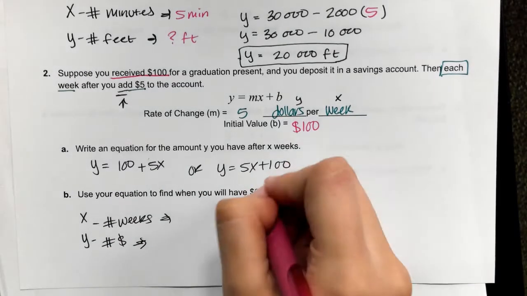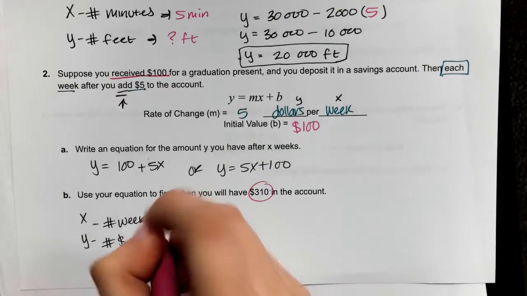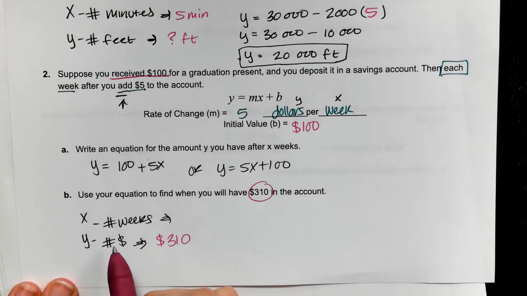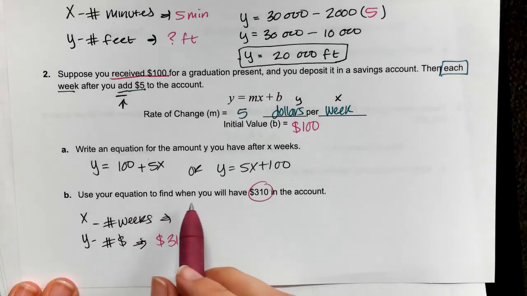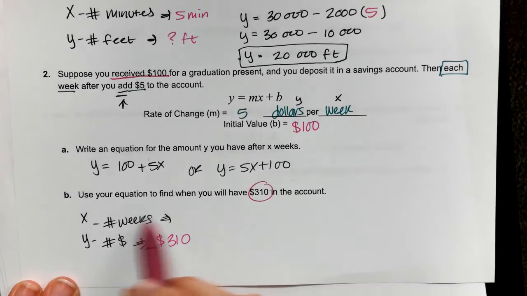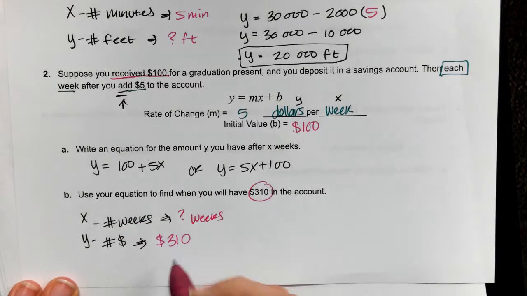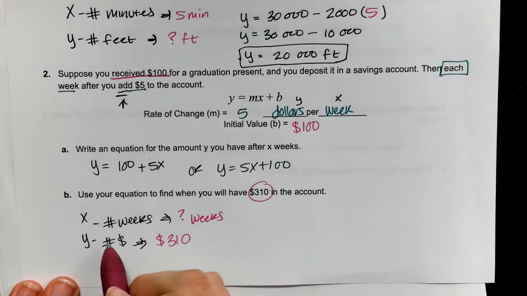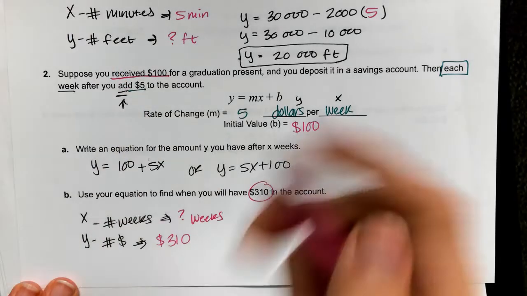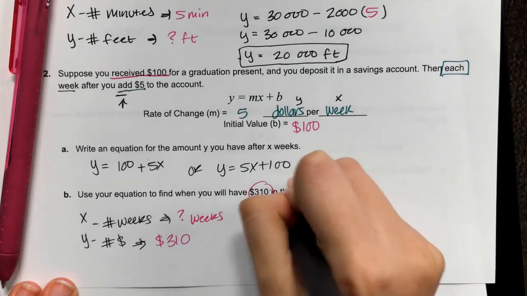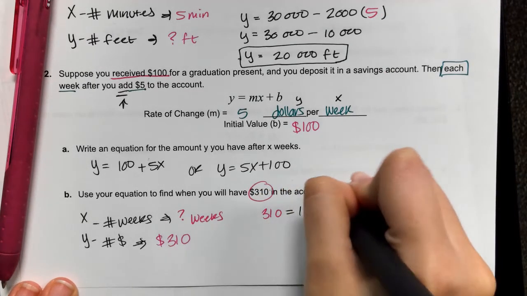Well, they tell us we have 310 in the account. I know my amount of money. You need to find when you will have this. We need to find the number of weeks. So how many weeks will it take us to get to 310? Well, this means I'm plugging in for y. So 310 equals 100 plus 5x.